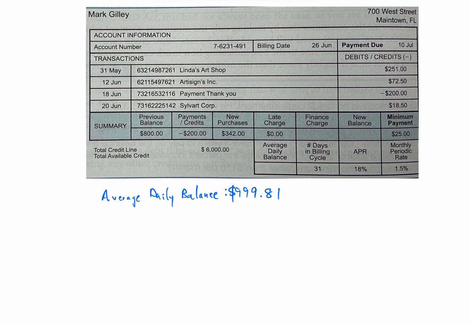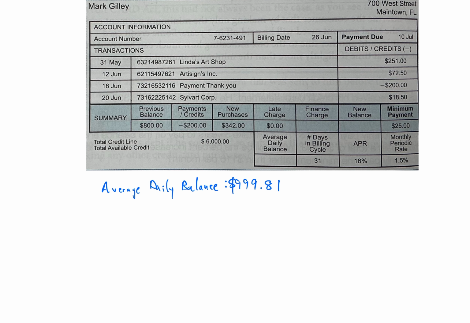Okay, now the finance charge is going to be the APR divided by 12, and they've already given that to you, 1.5%. And so our finance charge is going to work out to $999.81, and we're going to multiply that by 0.015. Again, we have to convert the percentage of 1.5% into decimal form, and when we multiply that out, we get $15. Okay, so that is the finance charge.